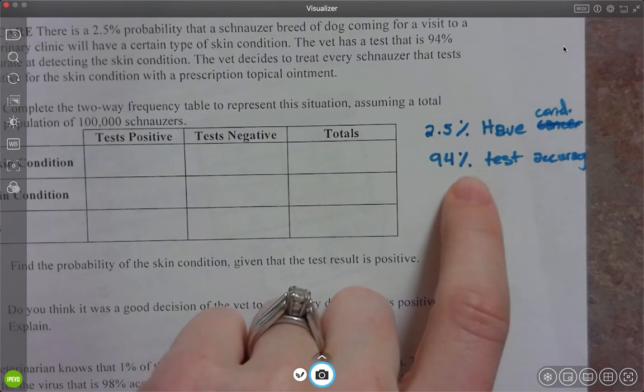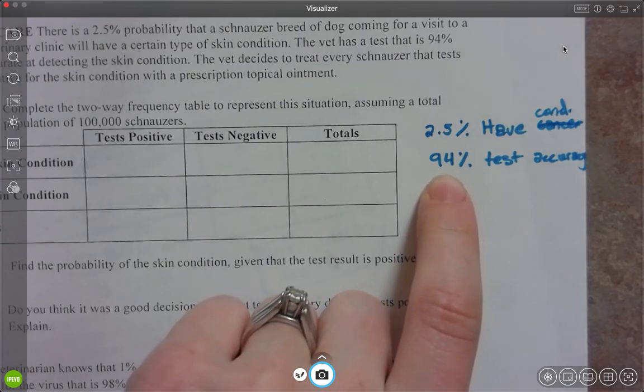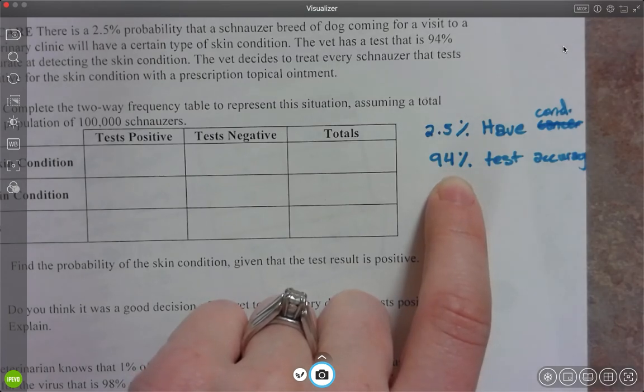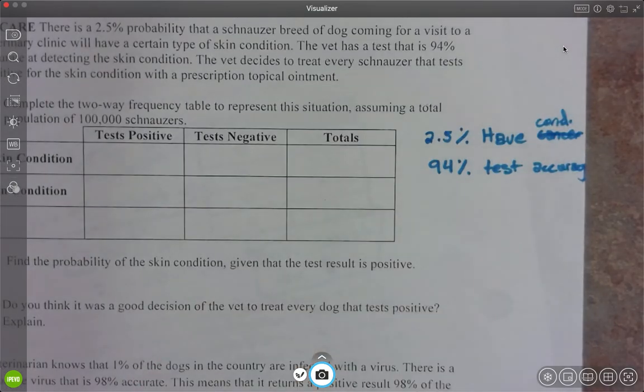So even though this is only 94% accurate, which means 6% of the dogs actually don't have this skin condition, they're treating every one of them anyway. All of these dogs that are testing positive for the skin condition, they're treating them, but 6% of them actually don't have the skin condition. They're just getting the ointment anyway, okay?